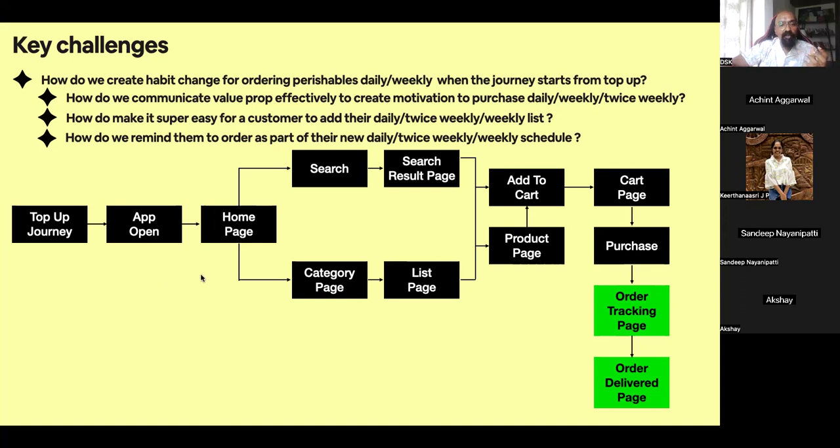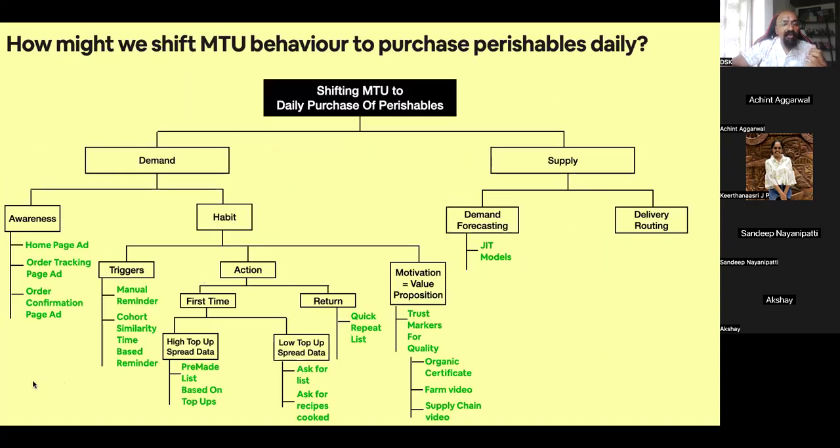So with these kind of questions in place, I now have a slightly better structure of thinking about the solution phase. To say that if I was to solve for daily purchase of perishables, on the demand side, the first thing I need to solve for is awareness.